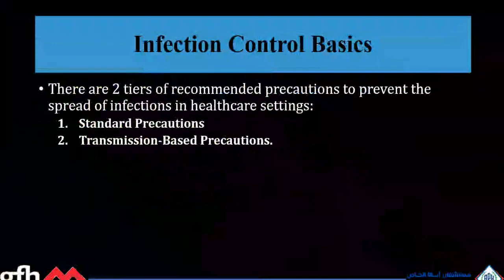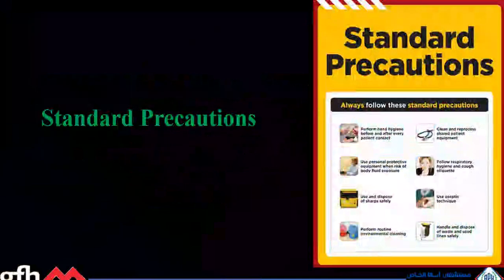Infection control basics. There are two types of recommended precaution to prevent spread of the infection. Number one, standard precaution. Number two, the transmission-based precaution. Standard precautions are precautions applied to all patients. We made standard precaution from the start to prevent blood-borne pathogens.